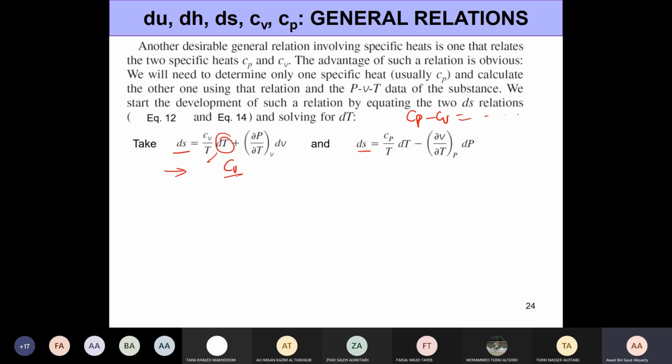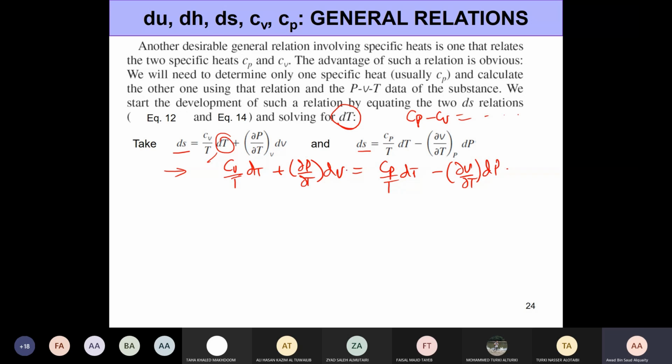So here you just take the two things: Cv by T dT plus ∂P/∂T dV is equal to Cp by T dT minus ∂V/∂T dP. Okay, this is simply equating. Now we want to actually solve for dT, and there's a very specific reason why we are solving for dT. As we go through the derivation, it'll become more clear to us.